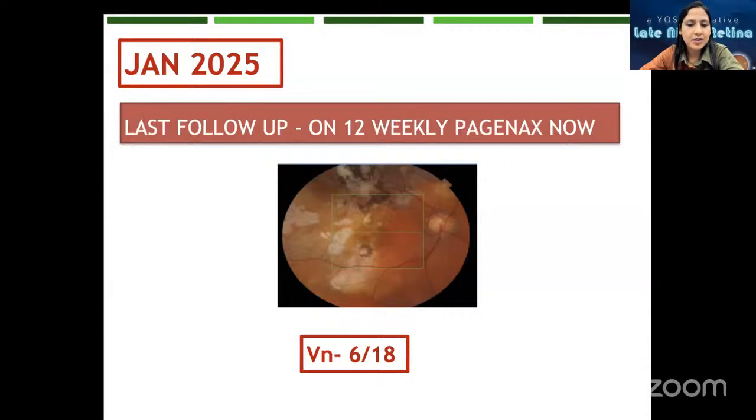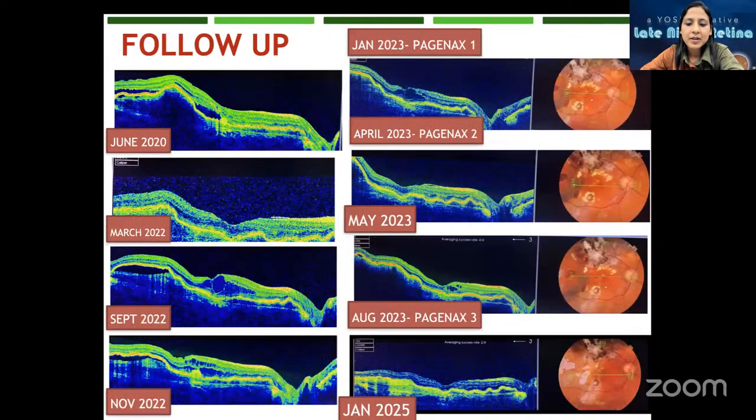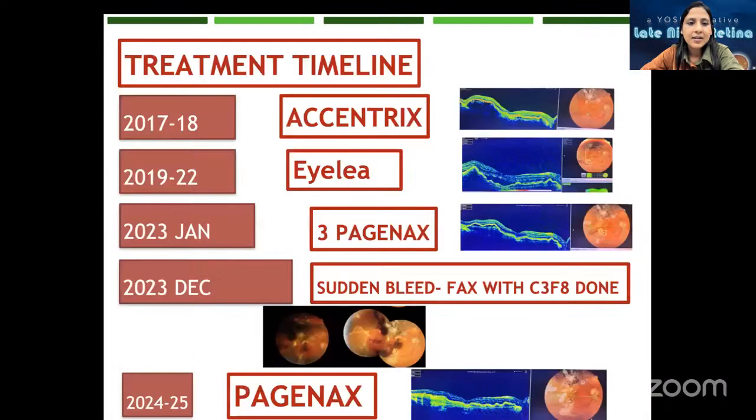The vision has been restored back to 6/18. But the best thing is that the temporal elevation and the temporal subretinal heme has now gone. This is how the OCT looks; the temporal elevation has also gone. We have given 4 injections last year, and the next one is due. So this is the entire follow-up and the entire history of the patient.